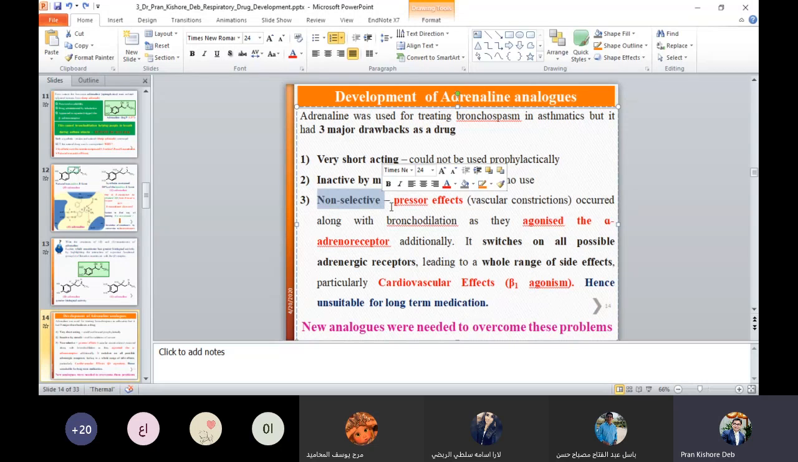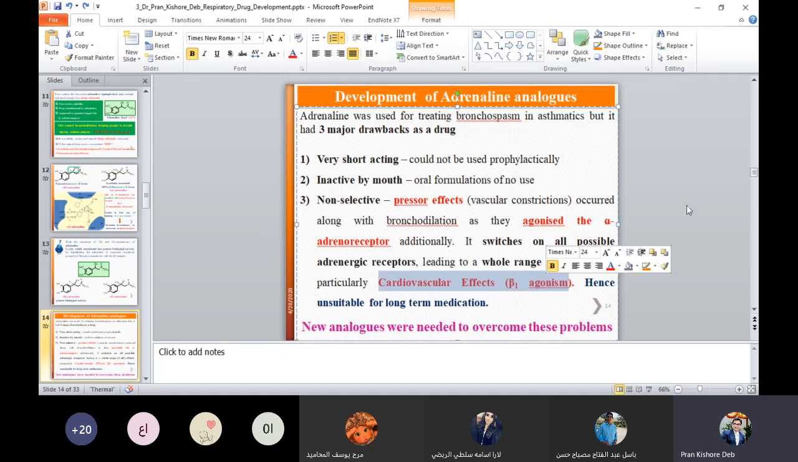This helps it bind to the alpha receptor as well as the beta 1 and beta 2 receptor. Since this drug can bind to the alpha receptor, it shows a pressor effect, that is vasoconstriction, which occurs along with the vasodilation because it agonizes the alpha adrenoreceptor. It also switches on all possible adrenergic receptors, leading to a whole range of side effects. That is, it shows cardiovascular side effects as well because of agonizing the beta 1 receptor.